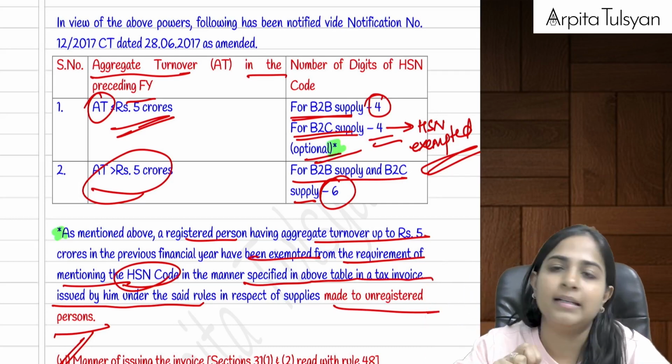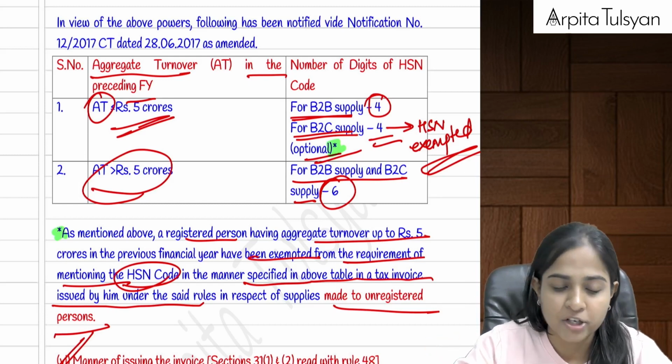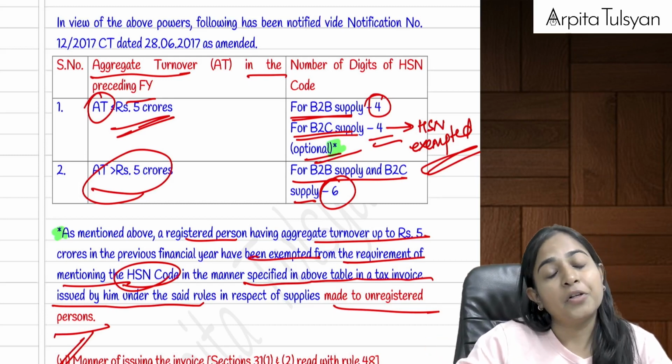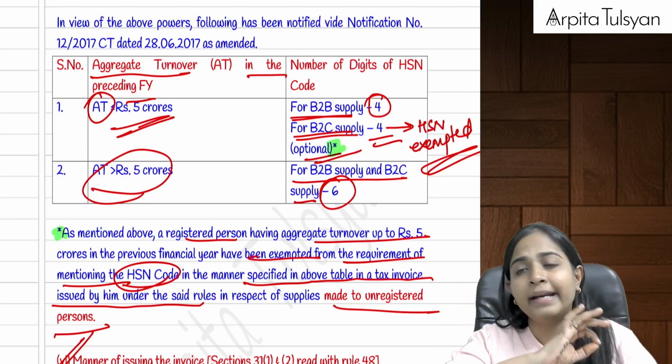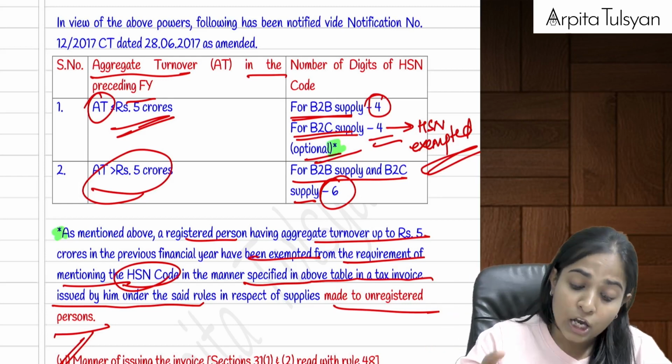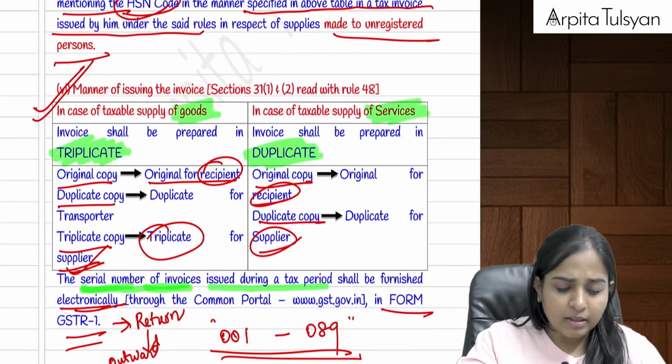For B2C, nothing is mandatory. Even if you don't write the HSN, it is okay. It is totally optional. But if your aggregate turnover is more than rupees 5 crore, then for any type of supply, be it B2B or B2C, the full 6-digit HSN should be written in the invoice. Are you clear with this?